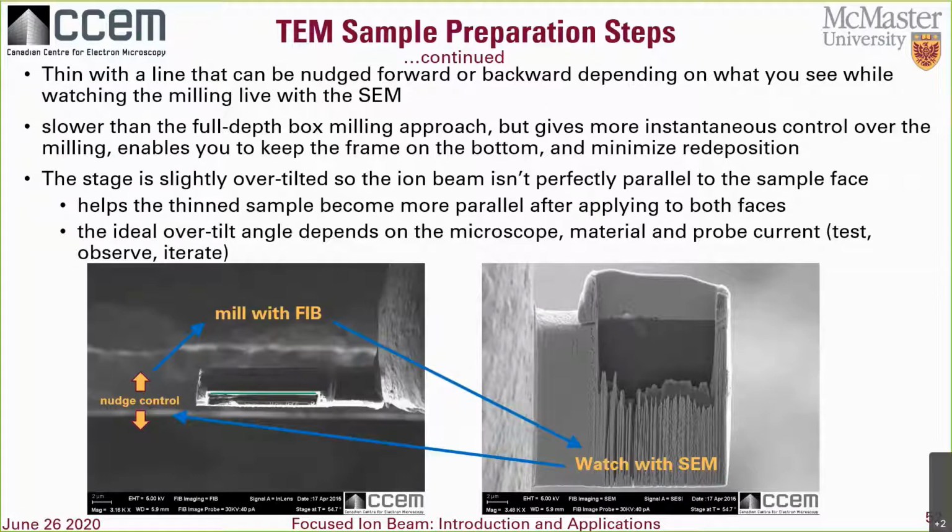The ion beam is slightly over tilted when thinning from being parallel to the sample face, and this helps the thin lamella actually become more parallel. The ideal over tilt angle, it's microscope dependent and material dependent, but it's going to be around 1 degree.